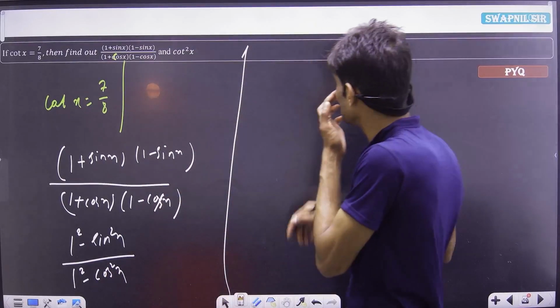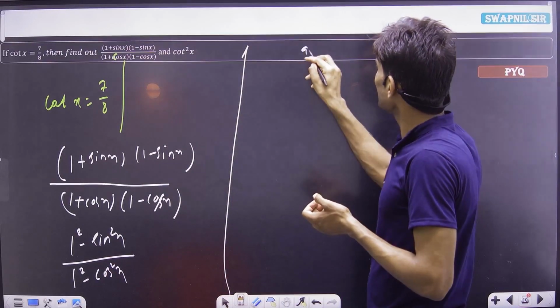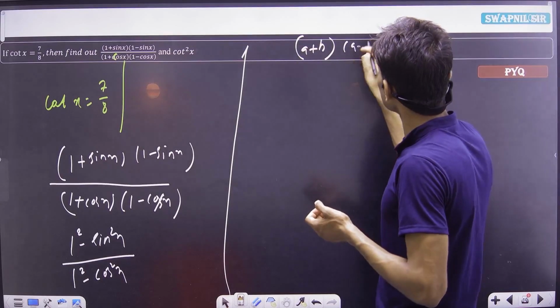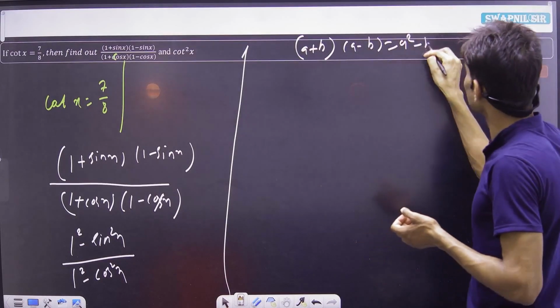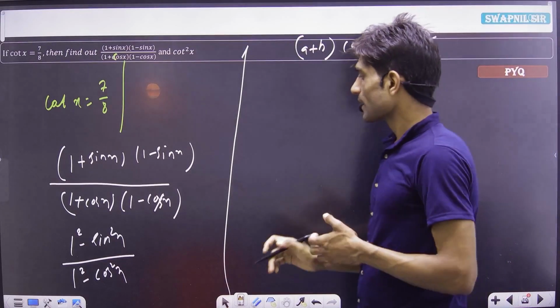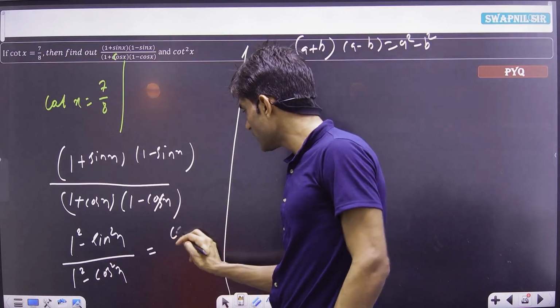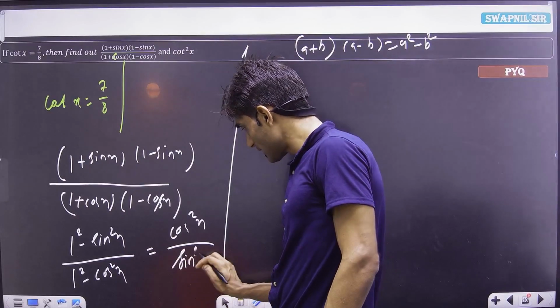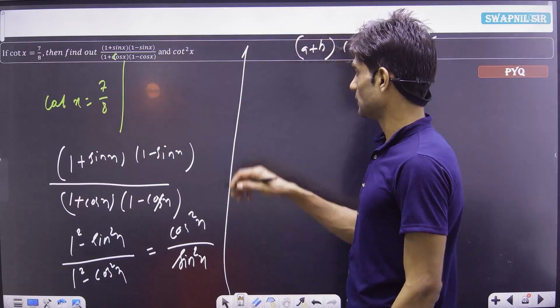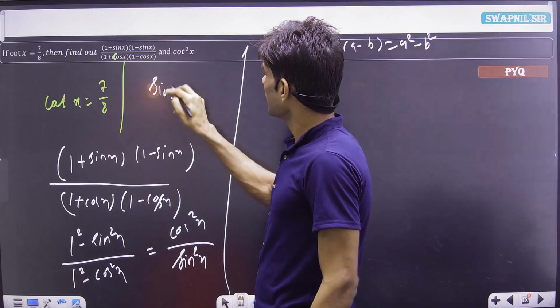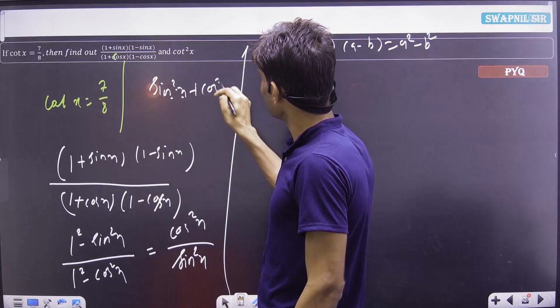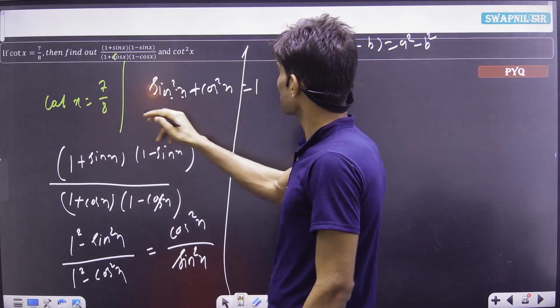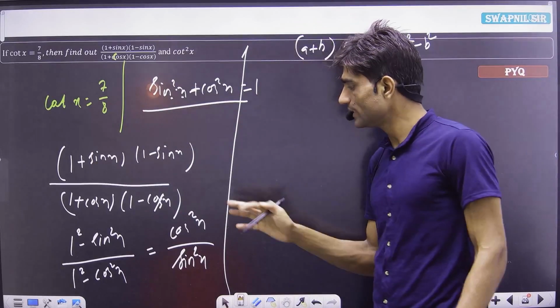What I have done actually is write a plus b multiplied by a minus b as a square minus b square. Now 1 minus sin square x, we know, is cos square x, and 1 minus cos square x we write as sin square x, as we know that sin square x plus cos square x is equal to 1. Using this value we can define this easily.